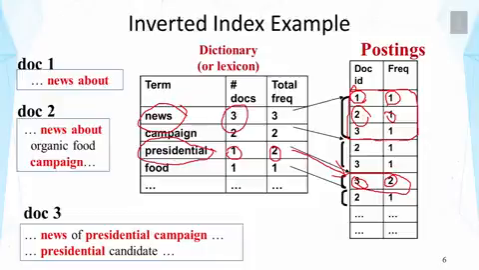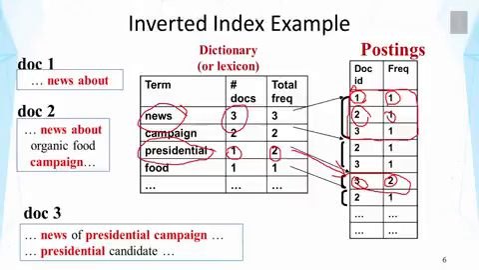So this is the basic idea of inverted index. It's actually pretty simple. With this structure, we can easily fetch all the documents that match a term. And this will be the basis for scoring documents for a query.